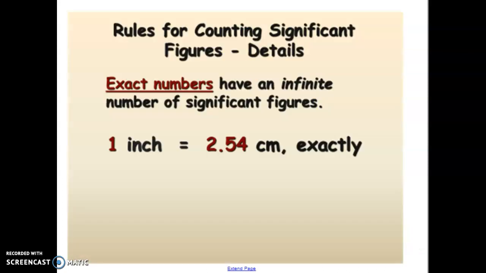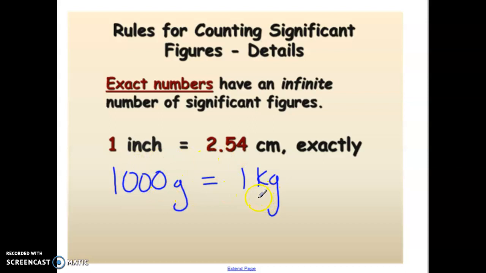Okay? Now, when you're looking at conversion factors, so let's say you're converting something like 1 inch is equal to 2.54 centimeters, or 1,000 grams is equal to 1 kilogram. When you're doing any sort of conversion, it doesn't matter what it happens to be, they are considered to be an infinite number of significant digits.